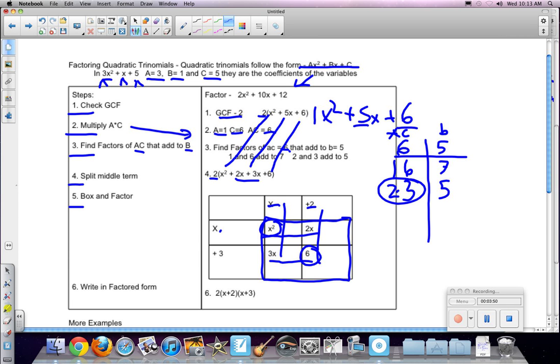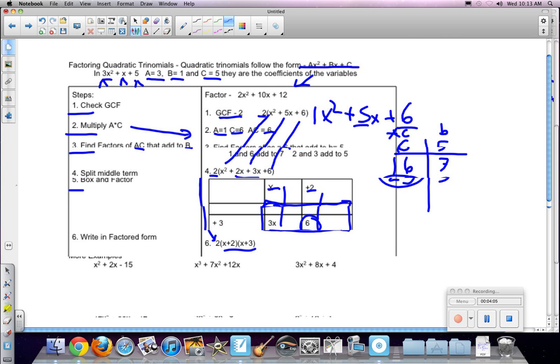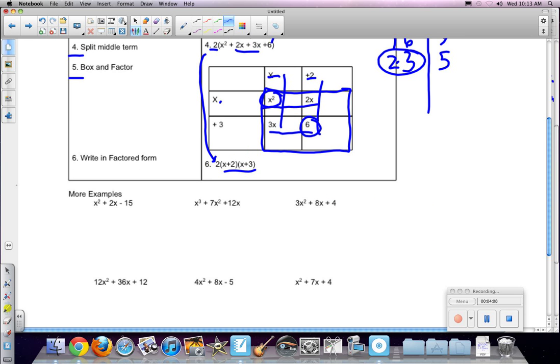So I'm still bringing down that greatest common factor from the first line, the 2. Okay? And then I look along the sides and I say x plus 3 and x plus 2. So those are my factors. And I can always check by multiplying it back out.